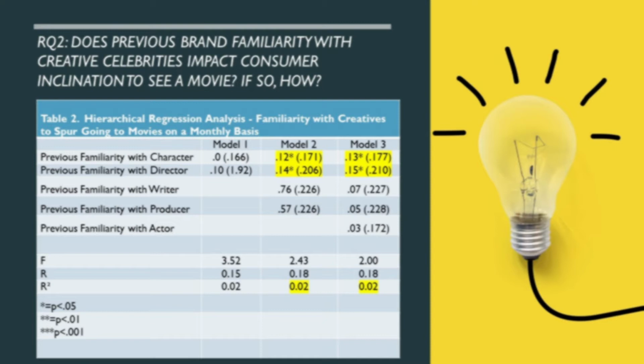Here, marginally, previous familiarity with a character or with a director moved the needle 2%. And you can see at the bottom there, 2% is highlighted. And so what this means is just having some sort of previous familiarity with a character or a director will move you. It has pretty much 2% predictiveness for you to see a movie. It has 2% predictiveness. It explains 2% of your movie consumption behavior.